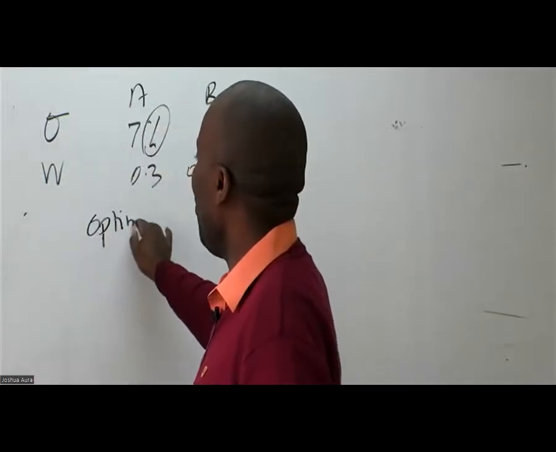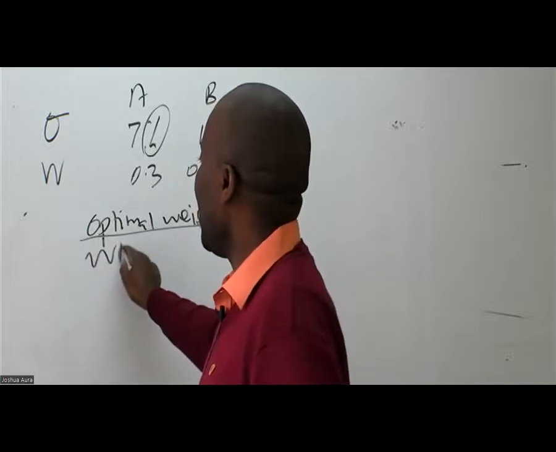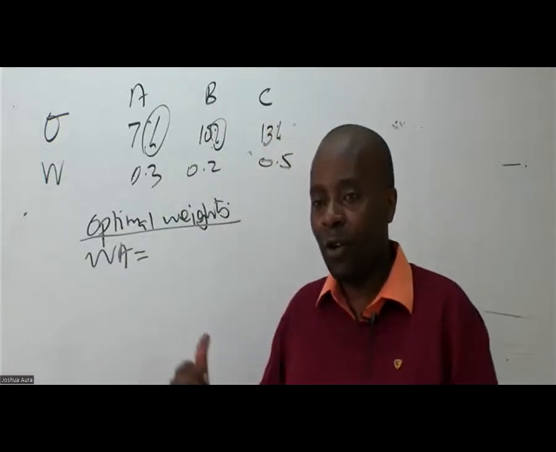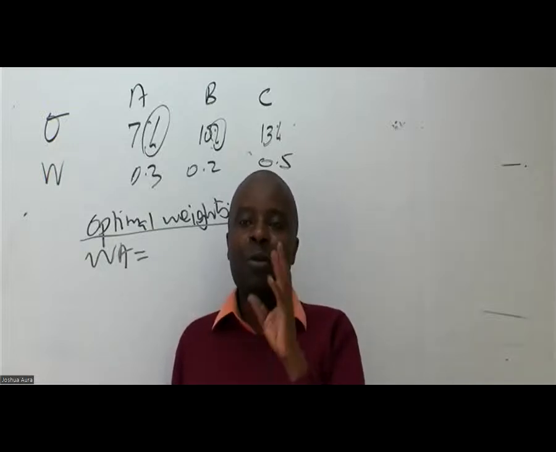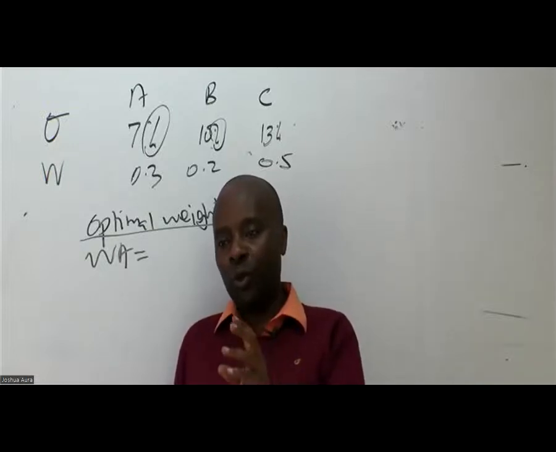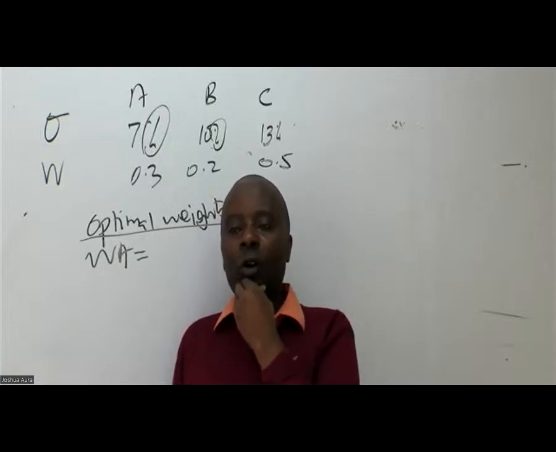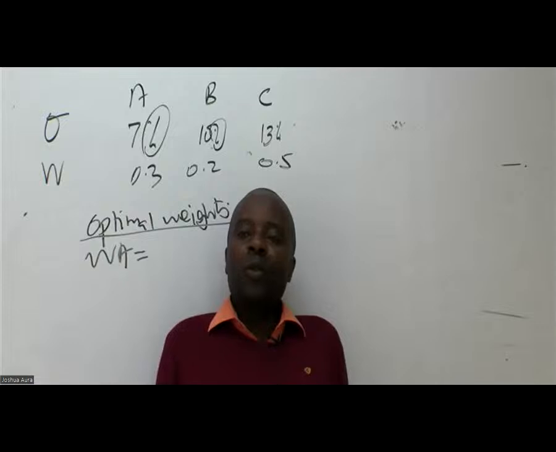So for optimal weights, is there anybody who can give me the formula of getting the weight of A? This is very common. How should they invest for optimal weights? So the weight of A will be equal to who? I would want someone to be very creative there and give me that formula. Optimal weight of A will be equal to something.